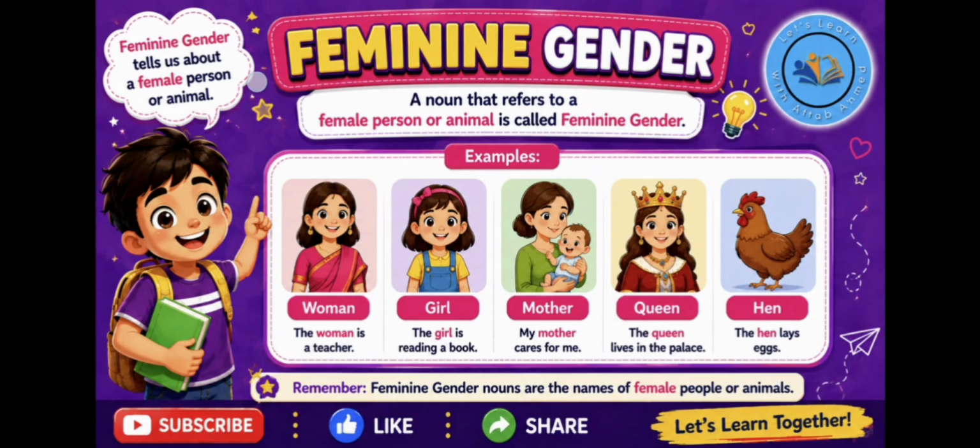Each of these nouns refers to a female person or female animal. Therefore, they belong to the feminine gender. Remember, feminine gender nouns are the names of female people or animals.